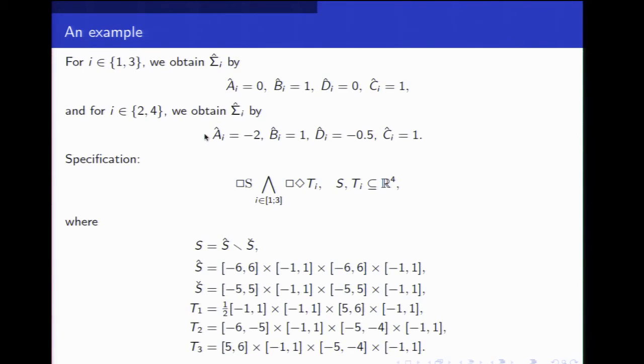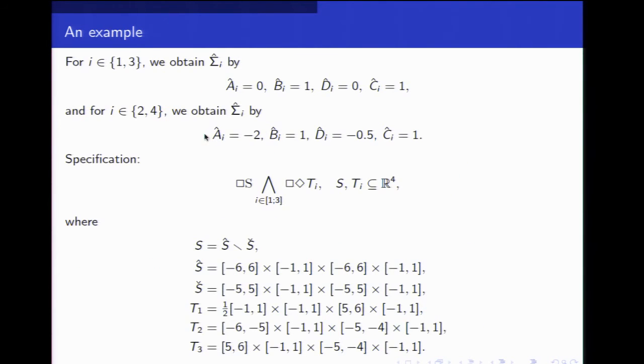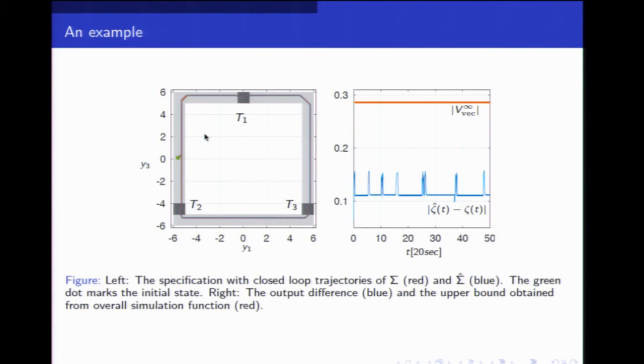And what is the specification that we are interested in satisfying on the original concrete system? Always stay inside the set S and infinitely often visit region Ti. So we have 3 regions. We need to always stay inside the set S and infinitely often visit region Ti. And these are the sets being defined here. So we construct the infinite abstraction. We fed the infinite abstraction into SCOTS, and then SCOTS constructs a finite abstraction, and also designs the controller. So you see this is the closed loop simulation.